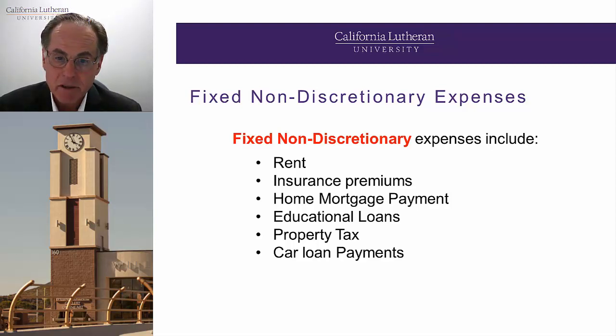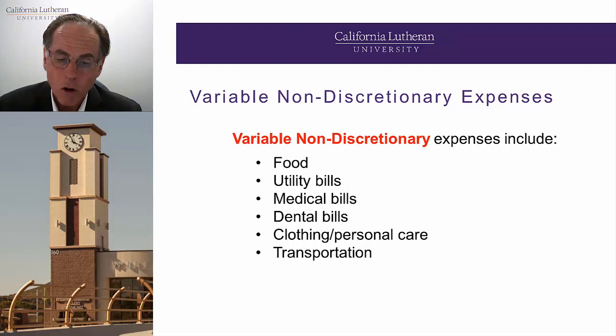Non-discretionary expenses are cash outflows that must be paid if you're going to meet your debt obligations and maintain your same standard of living. Examples of fixed non-discretionary expenses include rent, insurance premiums, home mortgage payment, educational loan payments, property taxes, and car loan payments. Not all non-discretionary expenses are fixed. Examples of variable non-discretionary expenses are food, utility bills, medical and dental bills, clothing, personal care, and transportation.